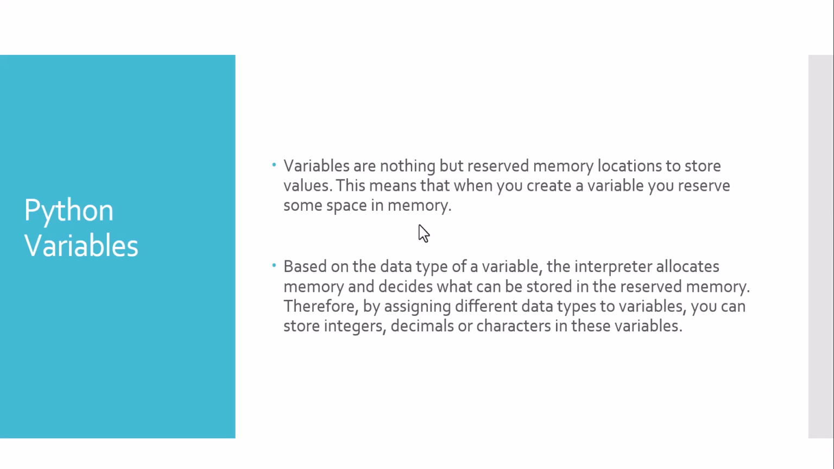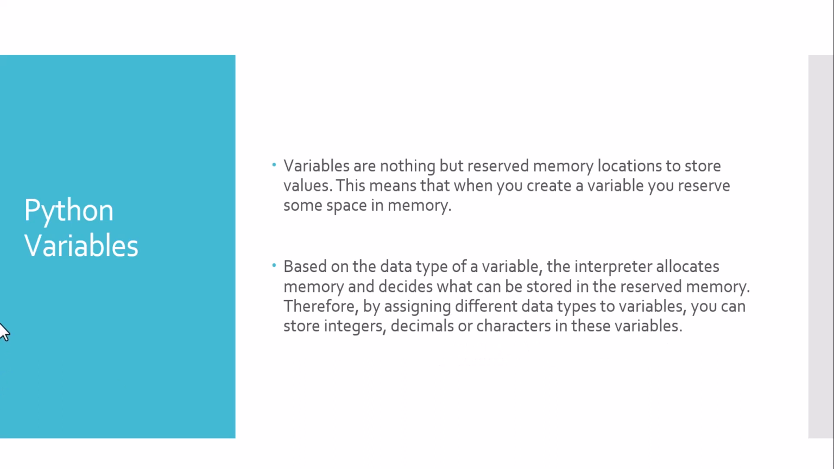Like the example I just gave, if a bag is there, in the bag some space is there and you are putting something in, and those things take the space of the bag. Similarly here, in a programming language, when you create a variable, you reserve some space in memory. Based on the data type of a variable, the interpreter allocates memory and decides what can be stored in the reserved memory. Therefore, by assigning different data types to variables, you can store integers, decimals and characters in these variables.